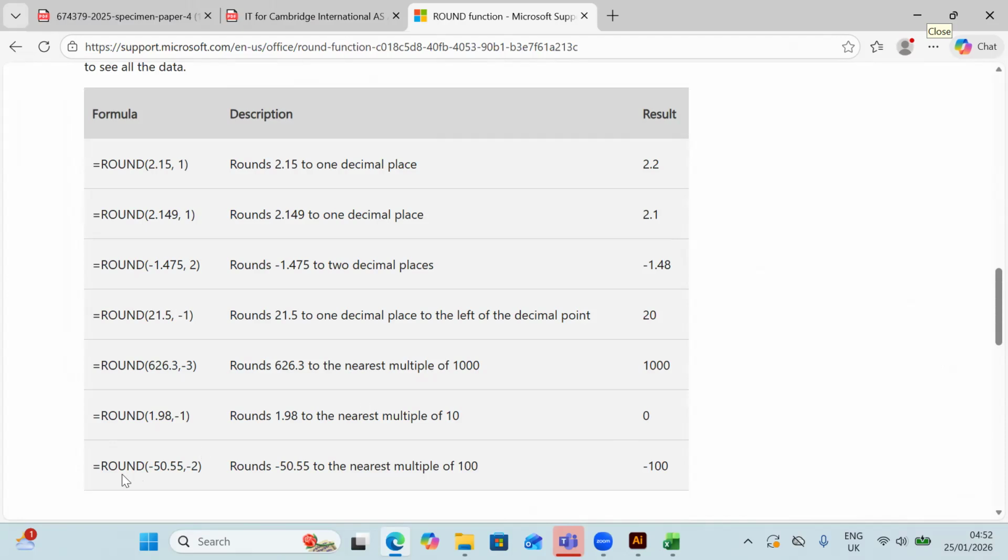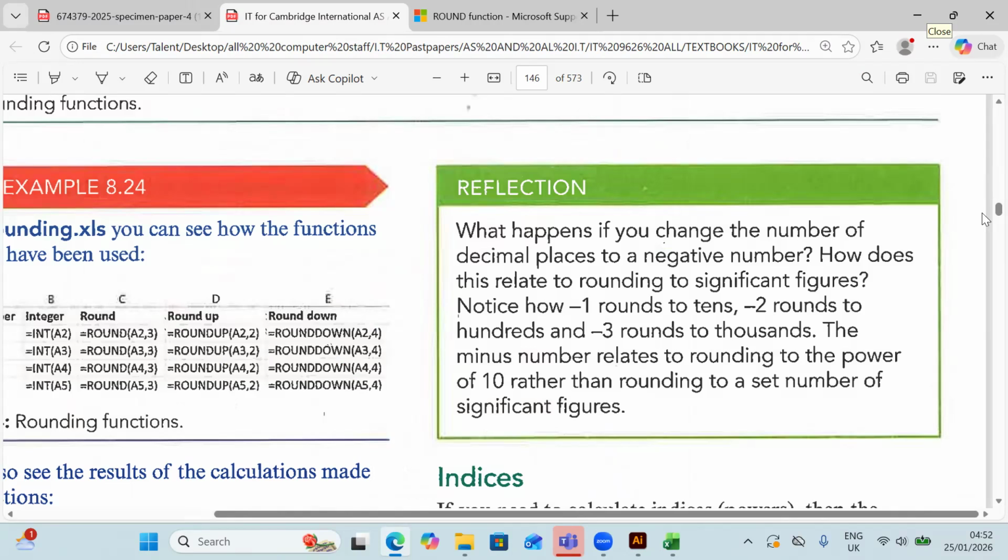Okay, then this one is a negative number in itself. So negative 50.55 to the nearest 100, right? So we look at the 10, which is 5. Is 5 and above? Yes, so it's going to turn the nothing into 1. So we are going to have a negative 100. This is the value that we are getting. So this is our rounding functions and their effect and how we should treat them.